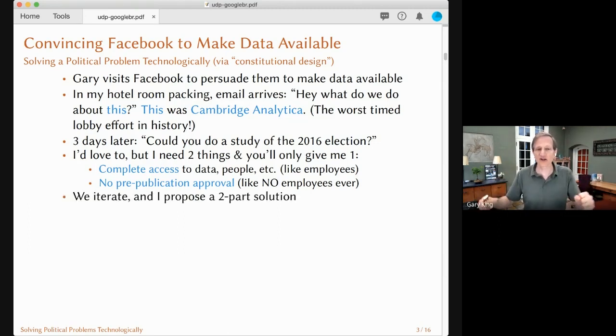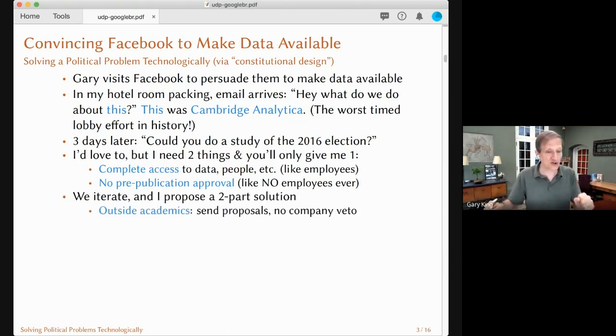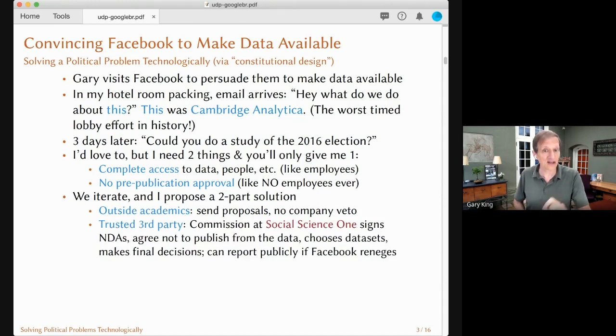So here's the two-part solution. And this is the constitutional solution. The first group are outside academics that propose to study specific topics with no company veto whatsoever, no pre-publication approval. It's legitimate to have them study specific topics because outside academics, when they apply for access to government data and all kinds of other things, have to say what they're going to study. So that's no problem. But the key thing here is Facebook doesn't decide who gets the data access.